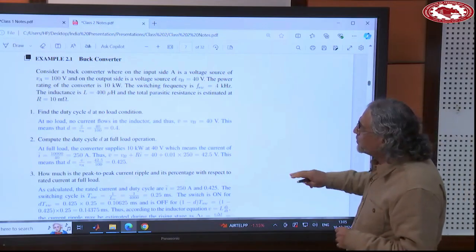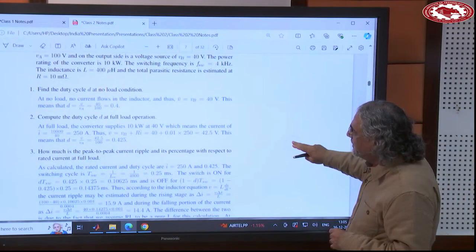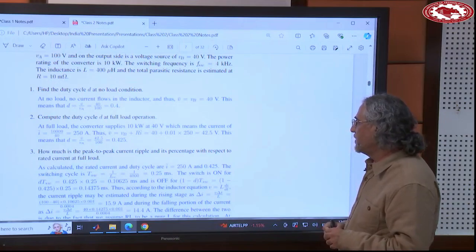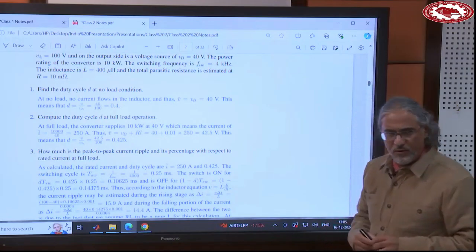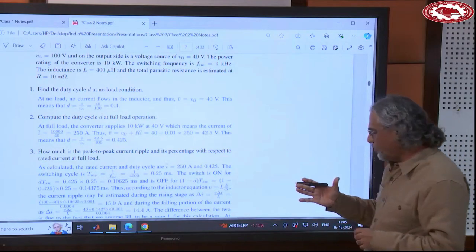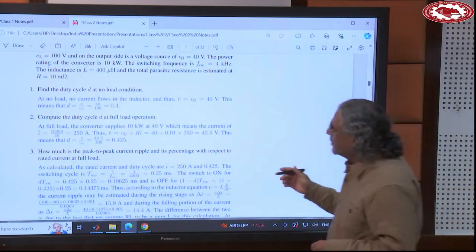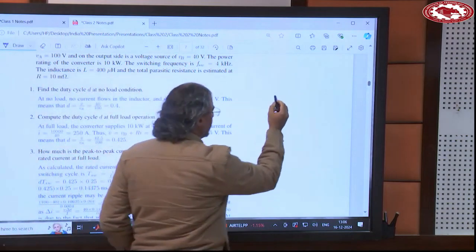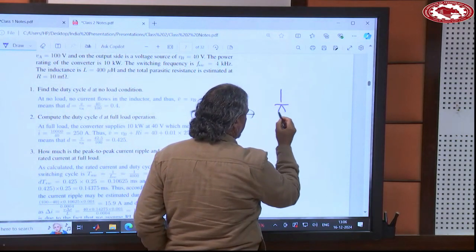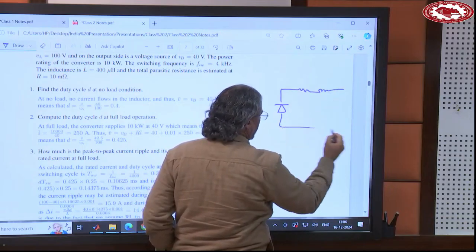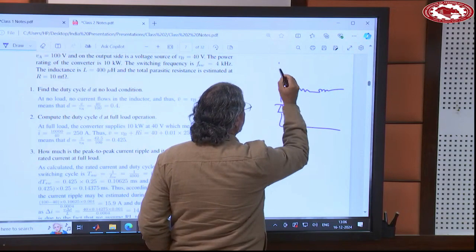Okay, so find the duty cycle D at no load condition. When you want to have no load, in other words, no flow of current. No flow of current means... and this switch is here.